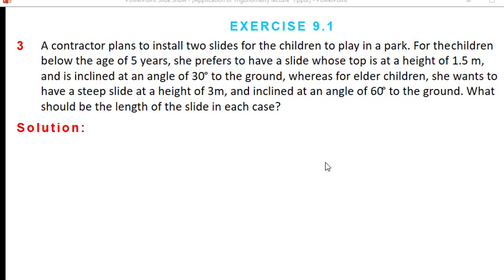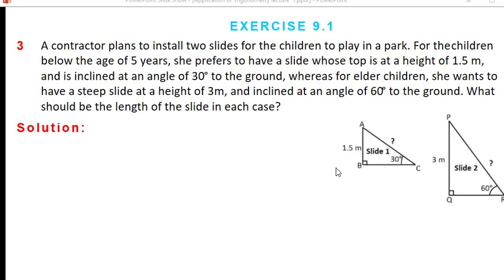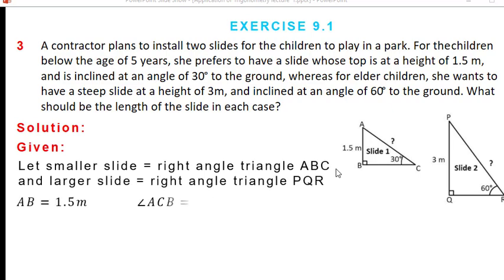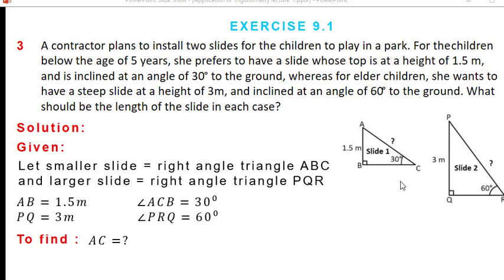2 slides are there. Visualize the 2 slides. For one slide, height is 1.5 meters and it is inclined at an angle of 30 degrees, and for the second slide, height is 3 meters but it is inclined at an angle of 60 degrees. So this is how we can visualize the slides. Now we will write what is given and what is to be found out. So if you see, you have to find the value of AC and the value of PR.